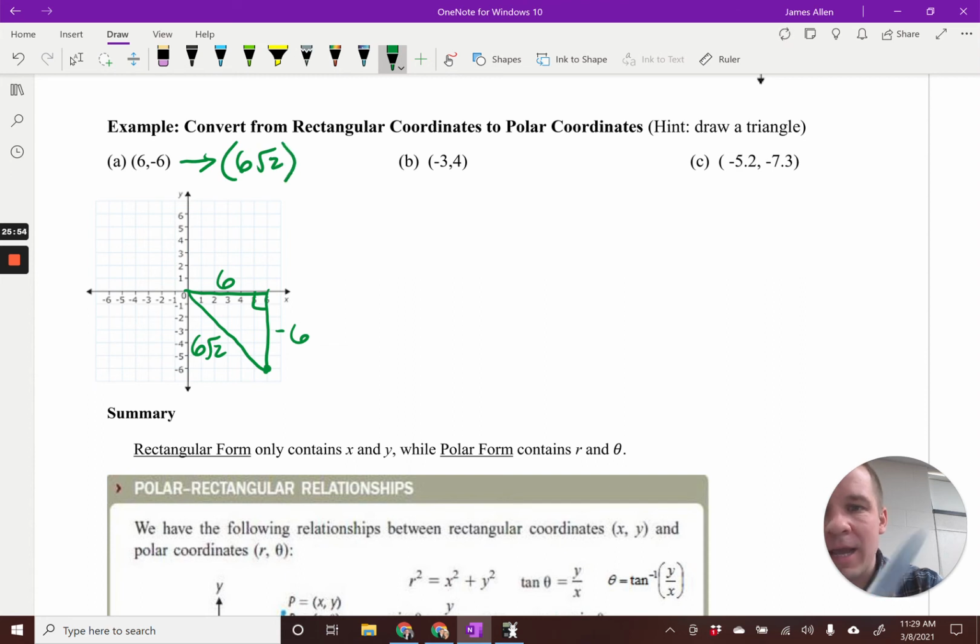Now, what is my angle here? Well, my reference angle is 45, or pi over 4, but my angle of rotation would then be 7 pi over 4 to get all the way to that fourth quadrant, or 315. Or, I guess I could have even done this.